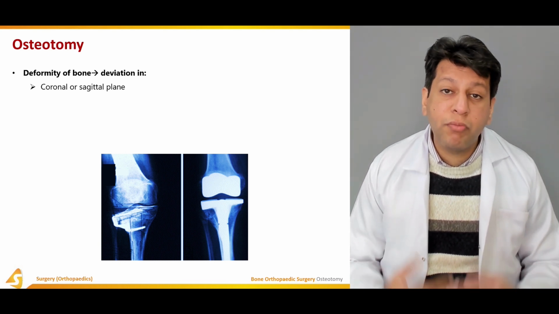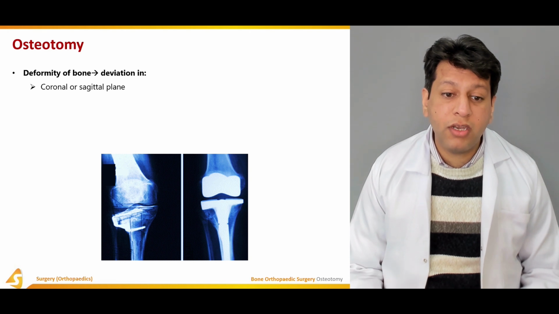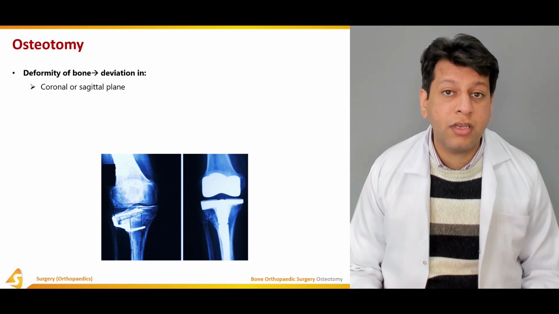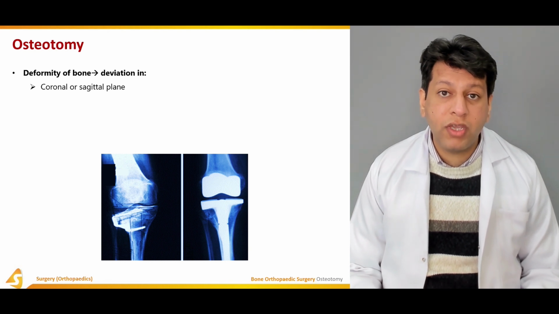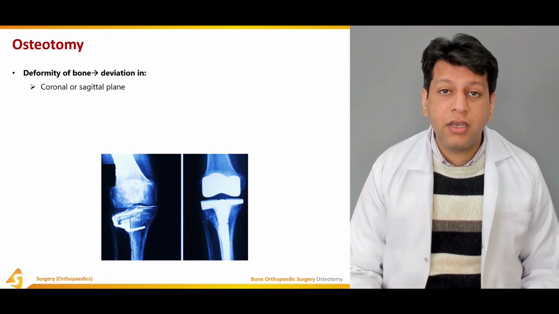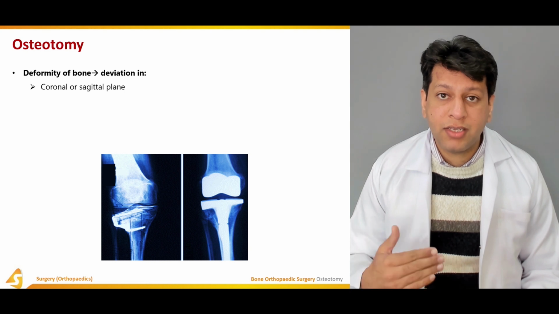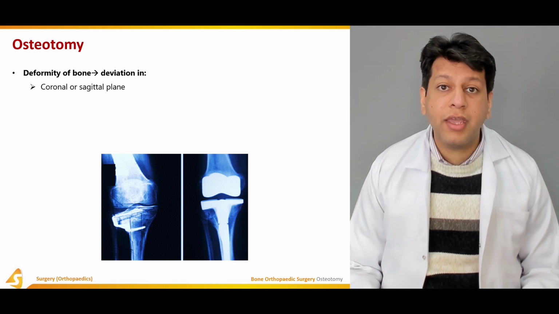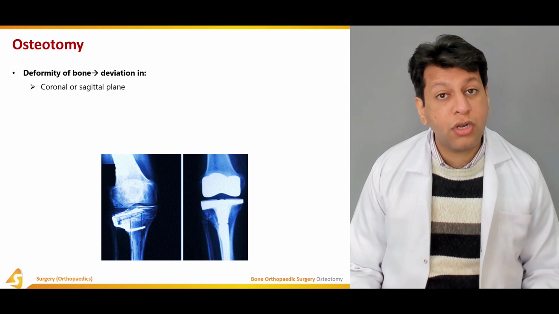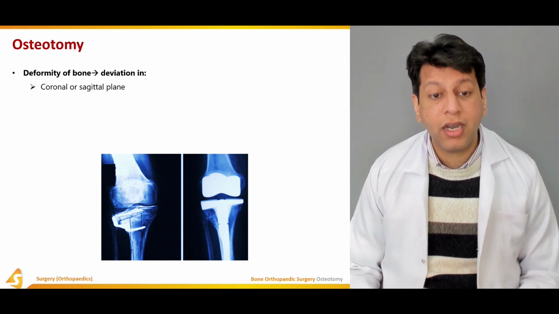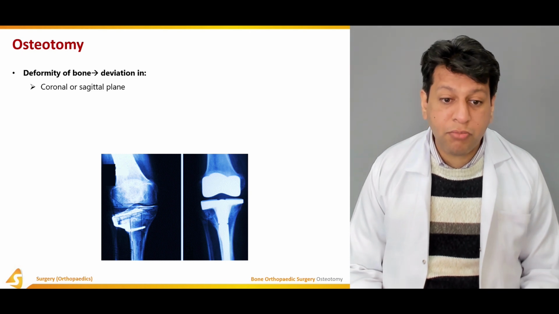So before we proceed to correction of deformity, we need to have a coronal and sagittal plane analysis. That is, we need to get an AP view so that we can know what the sagittal abnormality is, that is in the anterior posterior plane, and then we need to get a lateral view as well to understand what the coronal plane deformity is, that is from medial to lateral. So that is important.